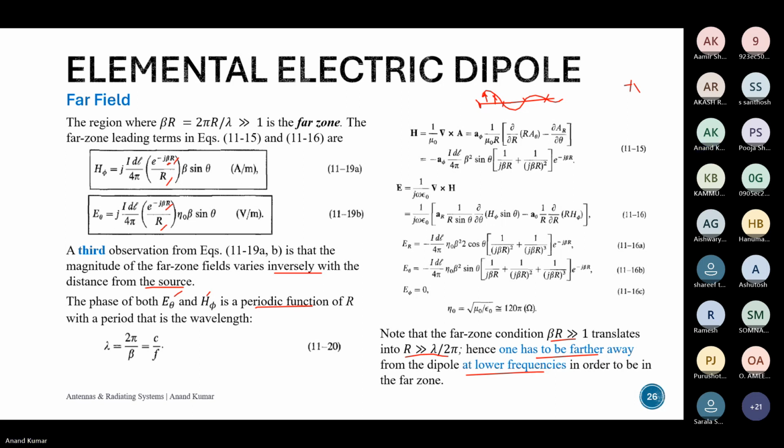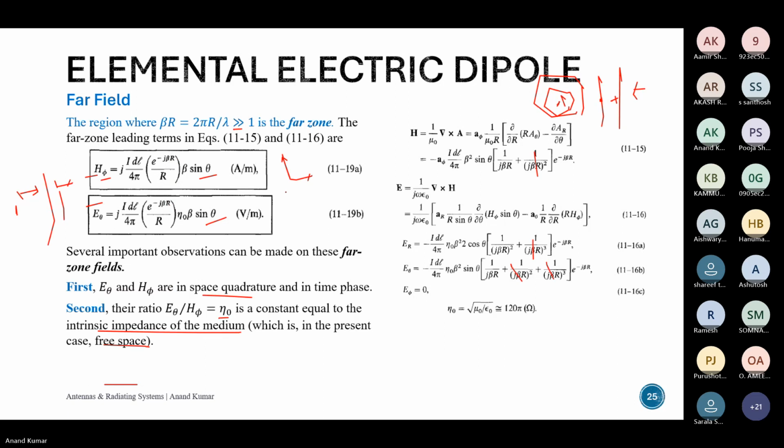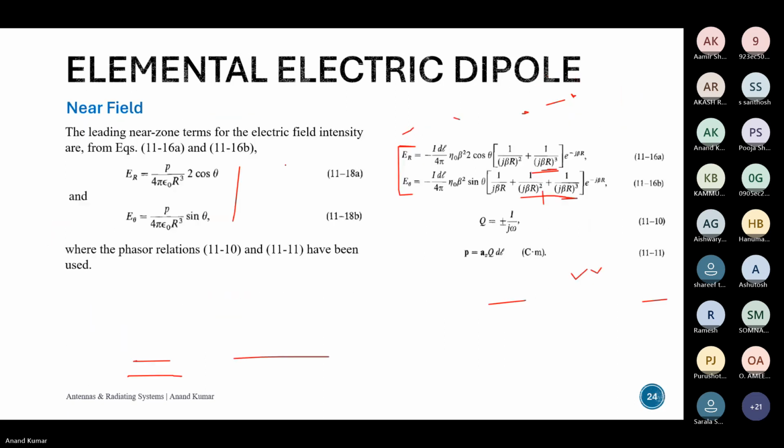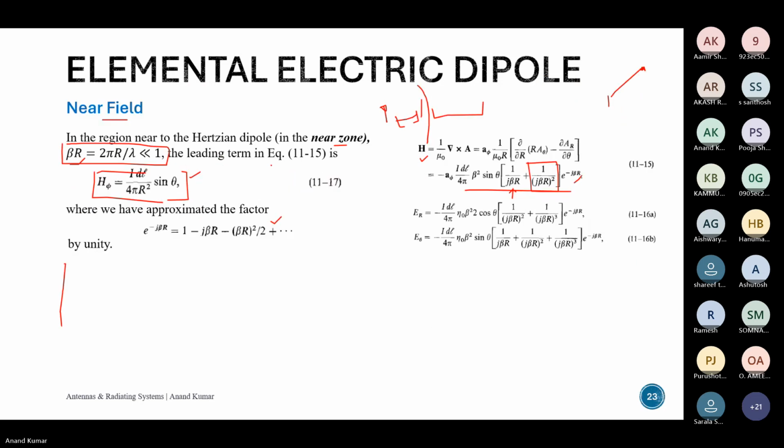But okay. There's another question from Ramesh. Where did we derive 2 pi r by lambda? Okay, this particular term comes from, let me go back, if I remember correctly, from this particular part.